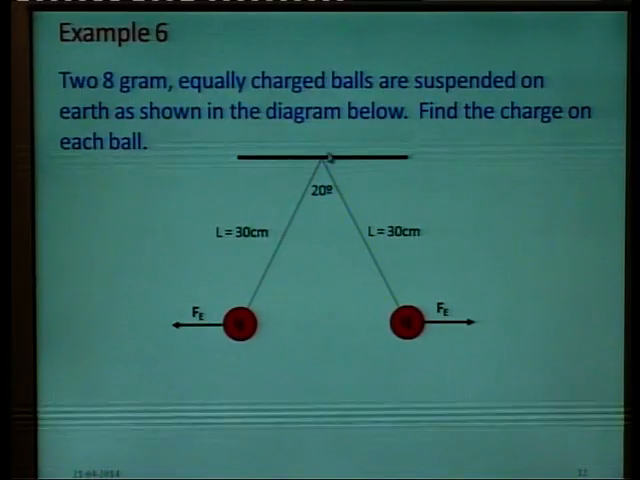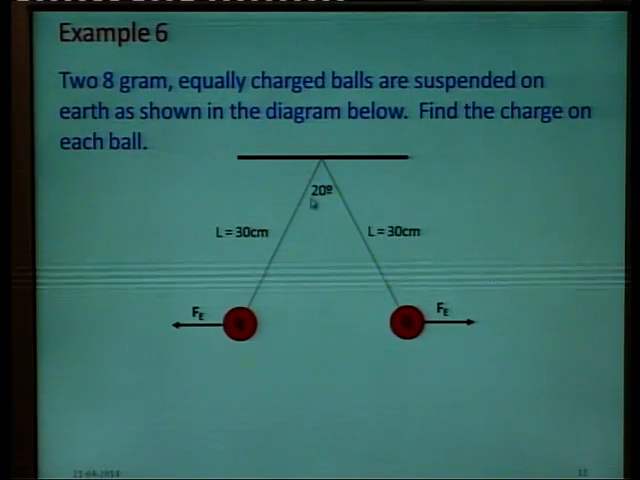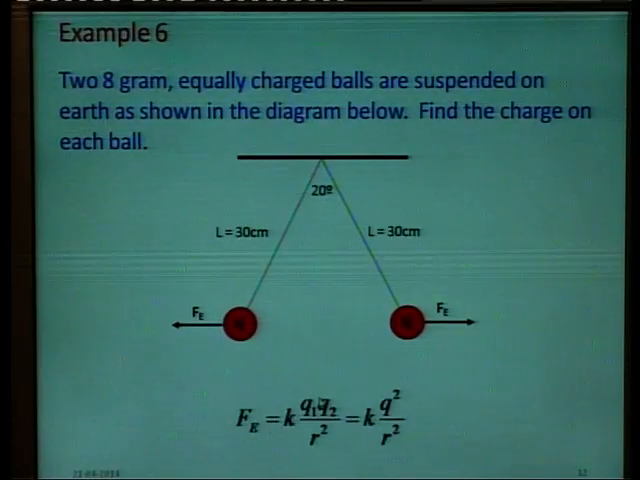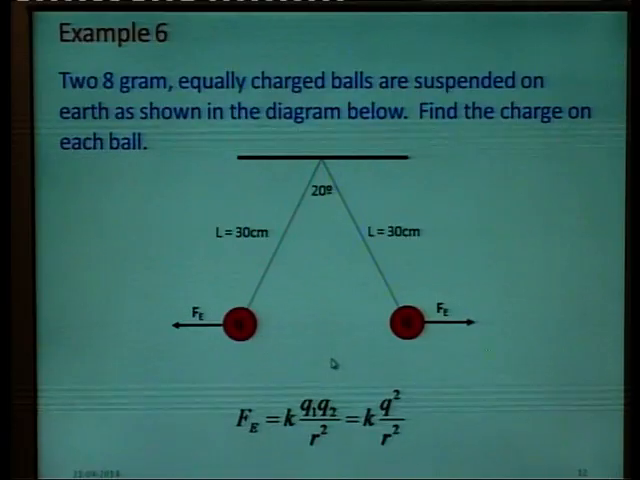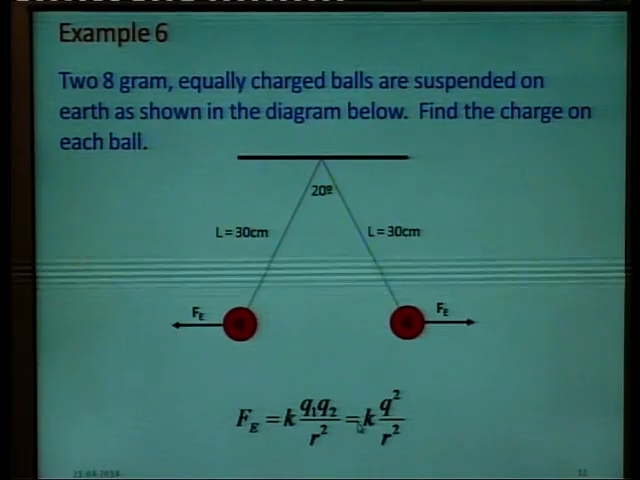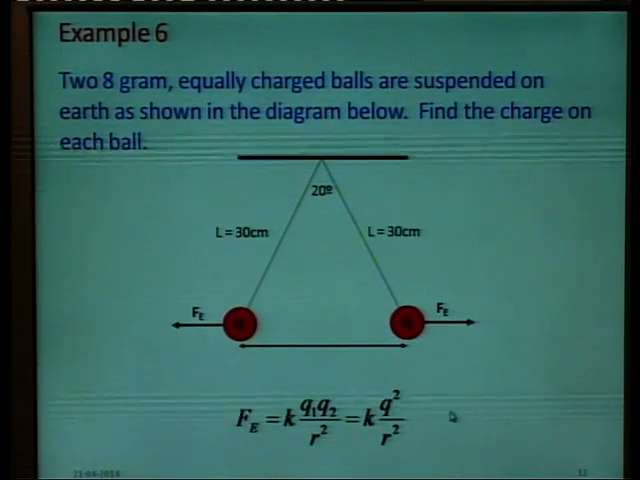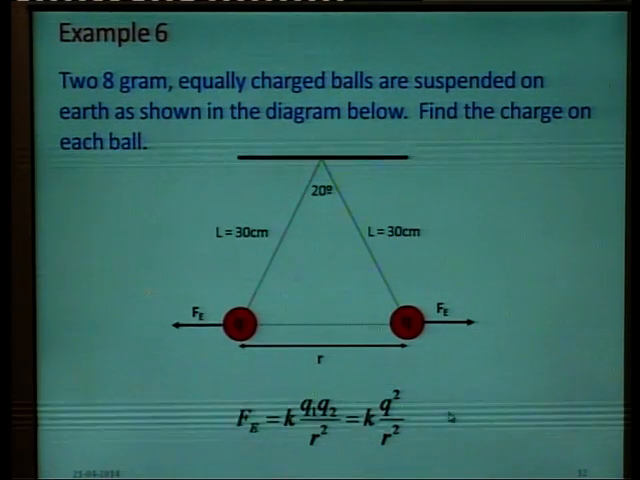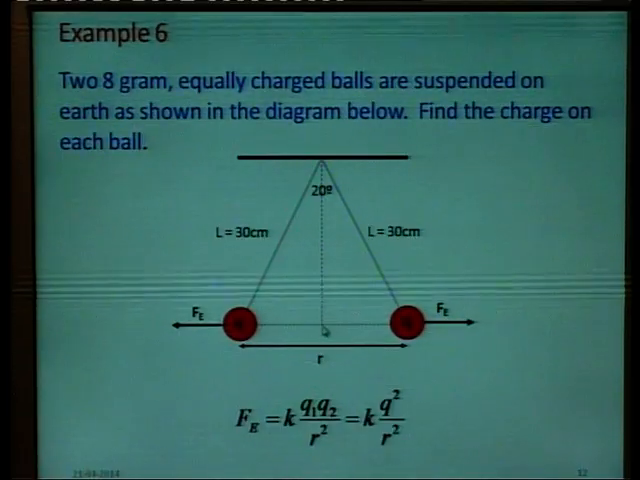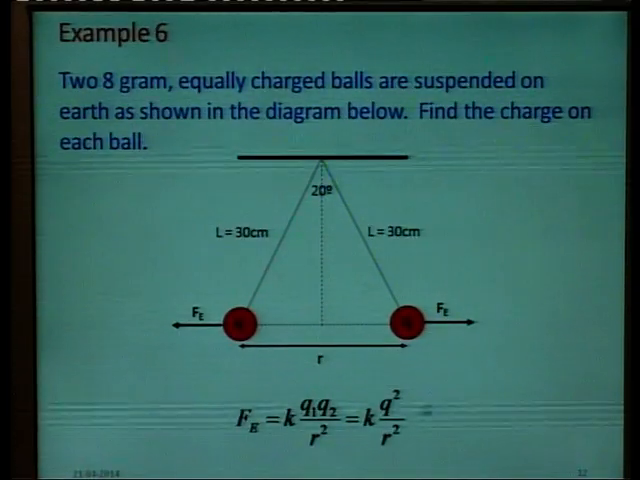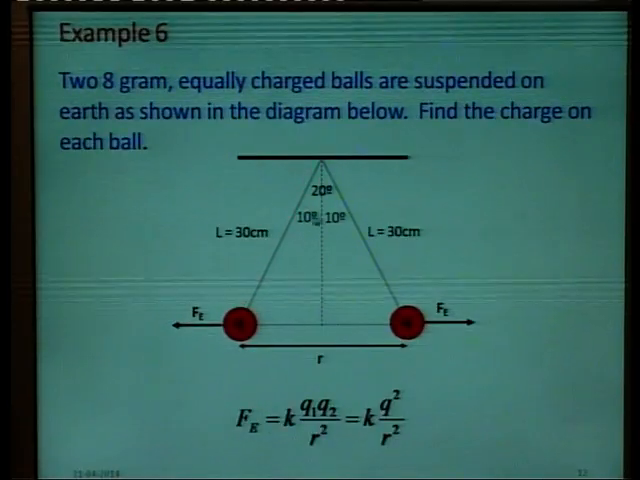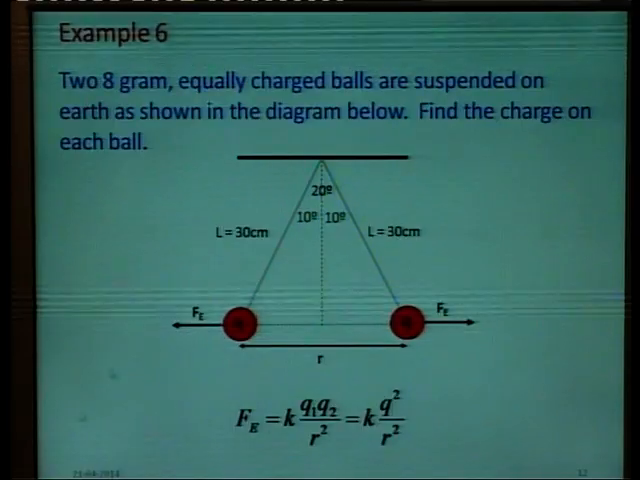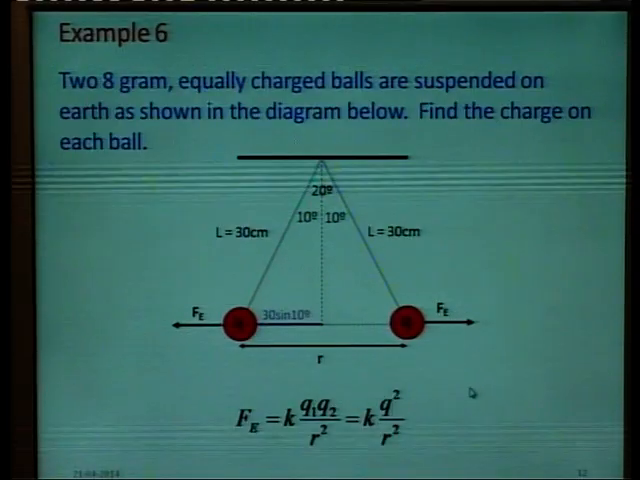So, the balls will be lying like this. Now, it is shown that they get separated by an angle of 20 degrees. You know the formula for calculating force. This distance is say r. Draw a perpendicular line here, then these angles will become 10 degrees each. Total angle is 20 degrees, so both balls are at 10 degrees from the vertical.